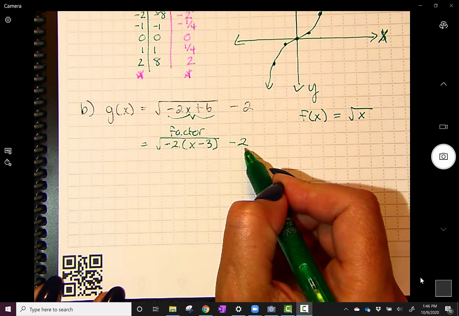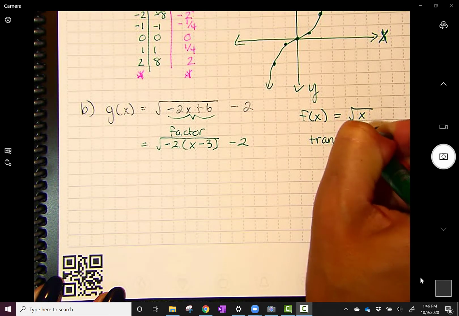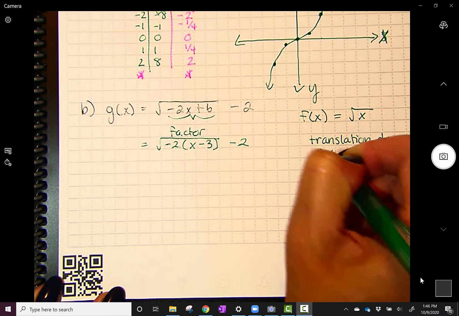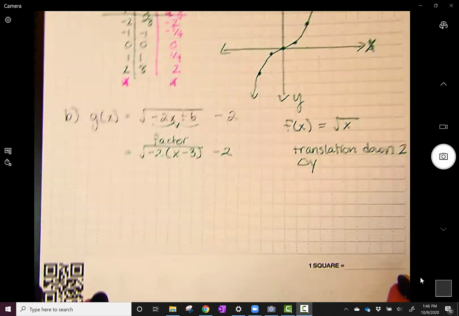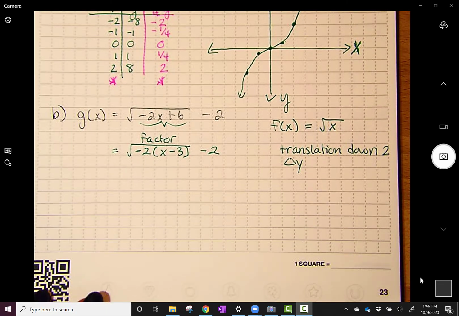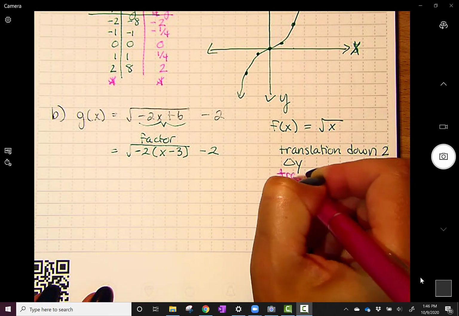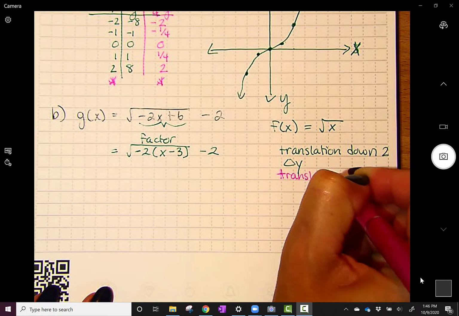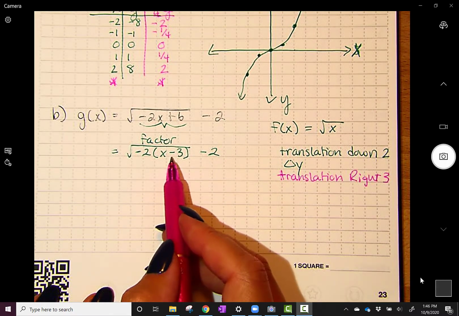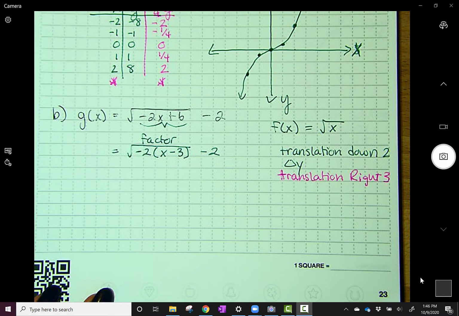So the -2 on the outside means that we have a translation down by 2. And that's going to change the y values because up and down changes y values. The -3 that's on the inside of the parent function is a translation to the right by 3. So remember, it's the opposite sign if it's underneath the radical or inside of the parent function.